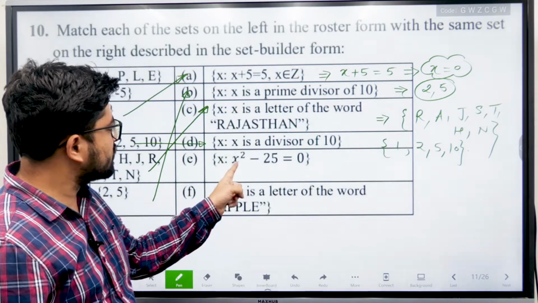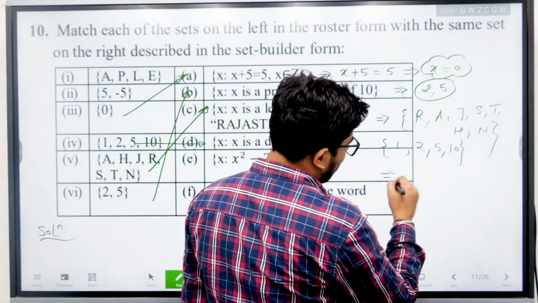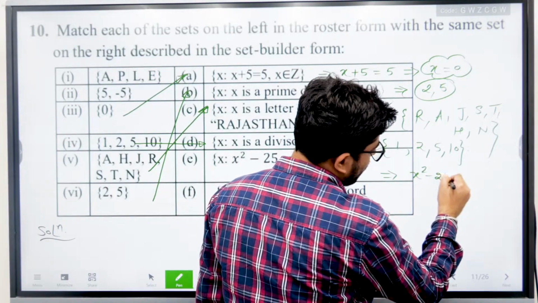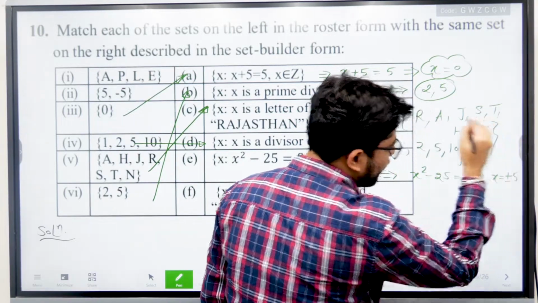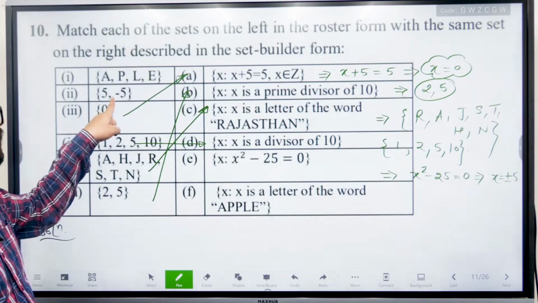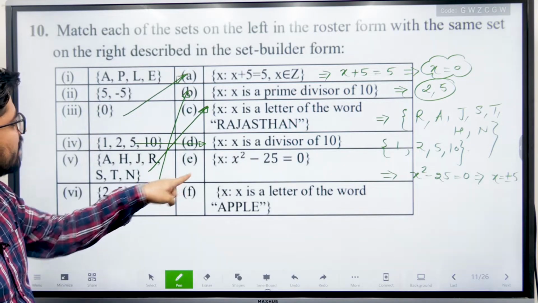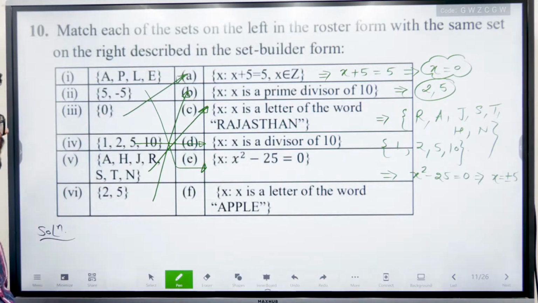Next is what? x such that x square minus 25 is equal to 0. So x square minus 25 is equal to 0. It means x is equal to plus minus 5. So plus minus 5 is here. Second is connected with E.